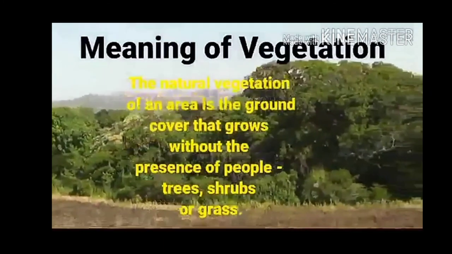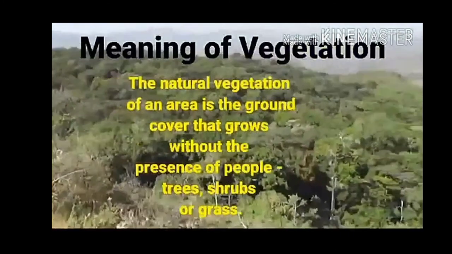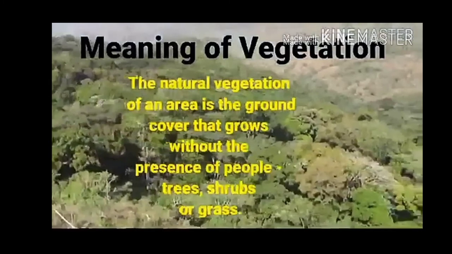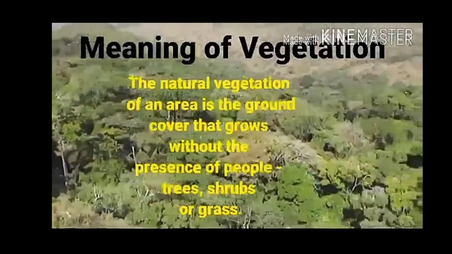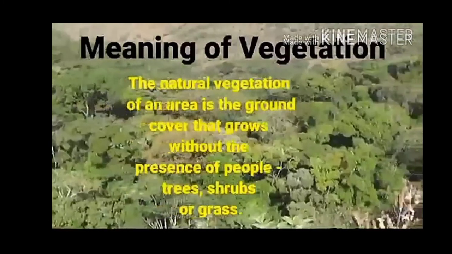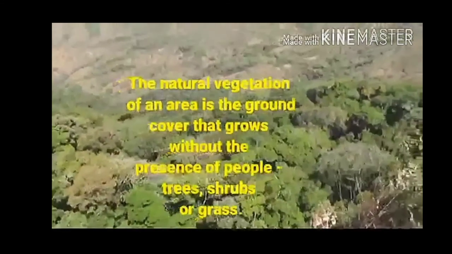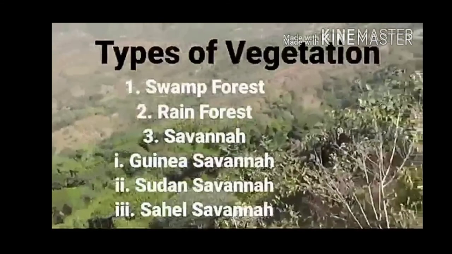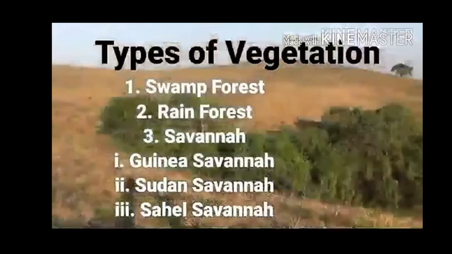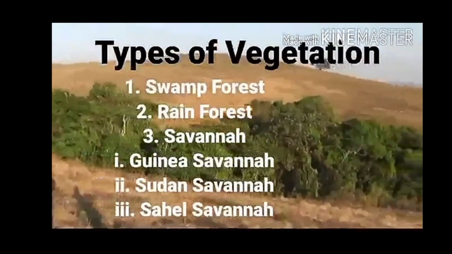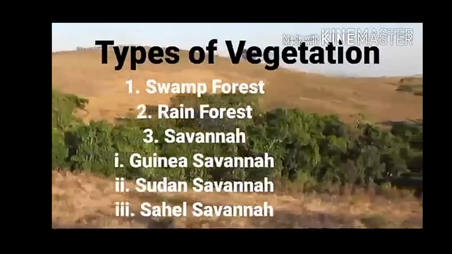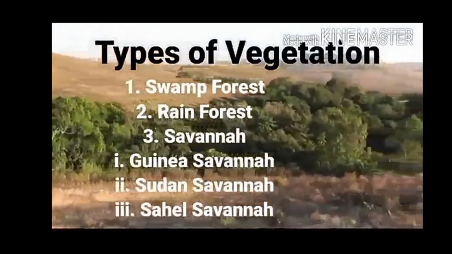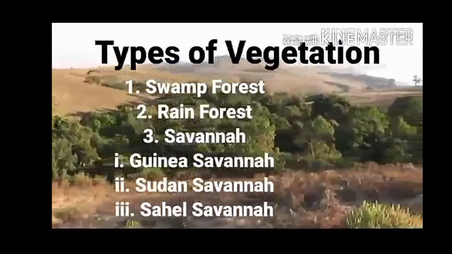You can see there are no persons in this environment. So this is a natural vegetation, which is an area of ground that grows without the presence of people, covered with trees, shrubs, and grasses. Like I said earlier, we have three types of vegetation: swamp forest, rainforest, and savanna. We have three types of savanna: Guinea savanna, Sudan savanna, and Sahel savanna. The savannas are the dry grasslands.